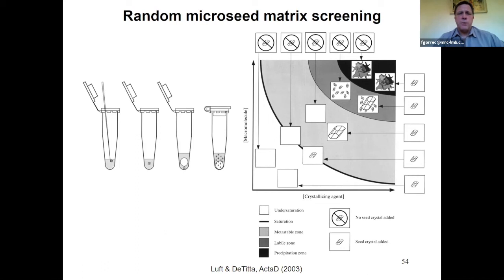You want to work out a growth in the metastable zones, at lower saturation. And with this random microseed matrix screening, you also integrate new reagents at the same time. So it's a bit like an additive screening and seeding gathered in a way.